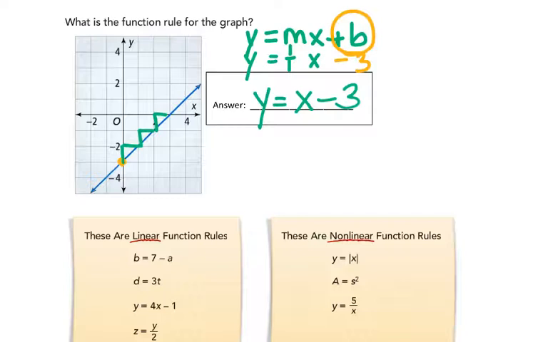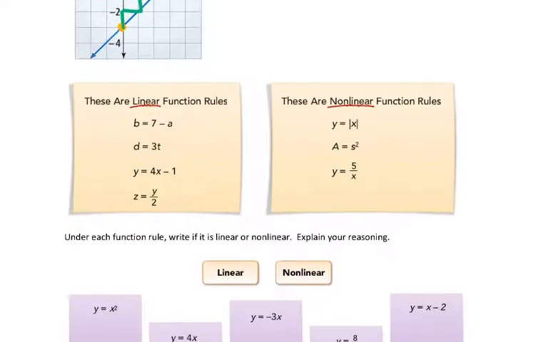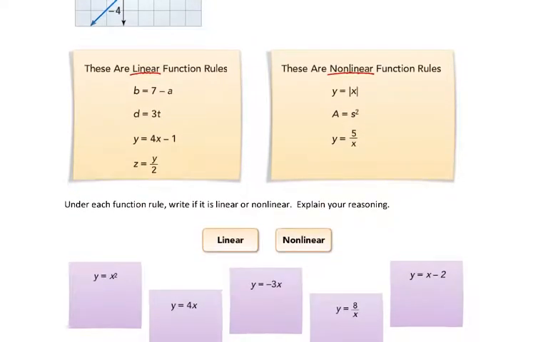Alright, this next part describes what functions are linear and what are not linear according to the rules. So we have been talking so far today about y equals mx plus b. If you notice though, not all of these here look like that. But it doesn't matter because they all can be put into that form. They might not have an x and a y, but they have two variables. So it doesn't matter what the variables are.